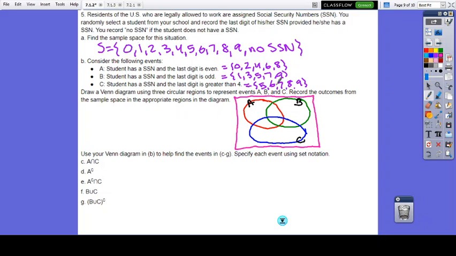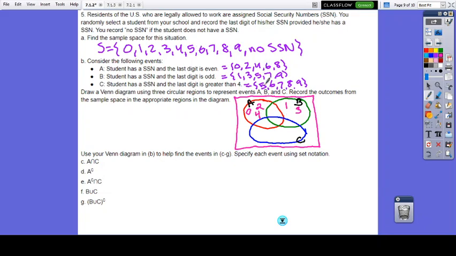0 is in A, it's not in anything else, so I'm just going to put it in A and not in anything else. Okay, 1 is in B, but not in anything else. 2 is in A and nothing else, so I'm going to put it in A and nothing else. 3, if I look at this, is in B, so I'm going to go down to B. 4 is in A and nothing else, so I'm going back to that A.